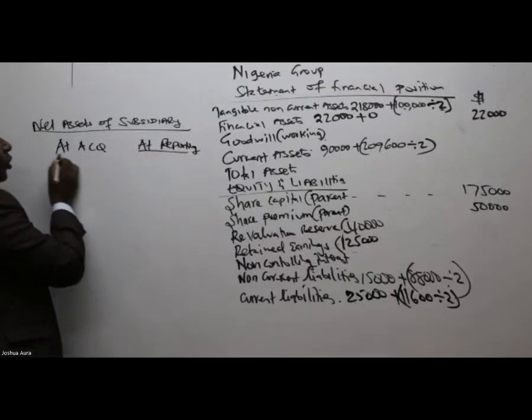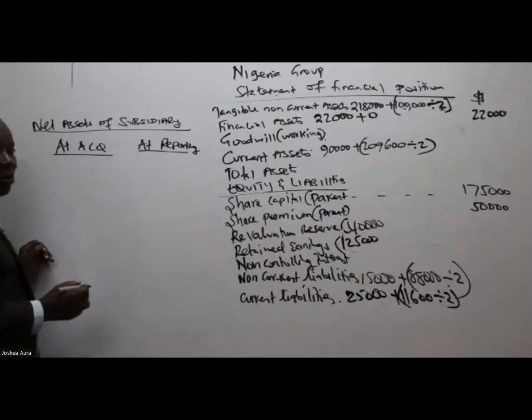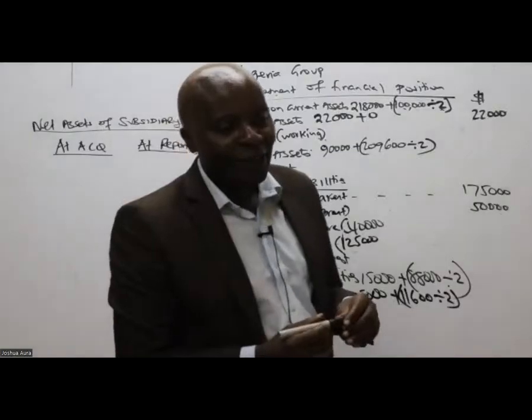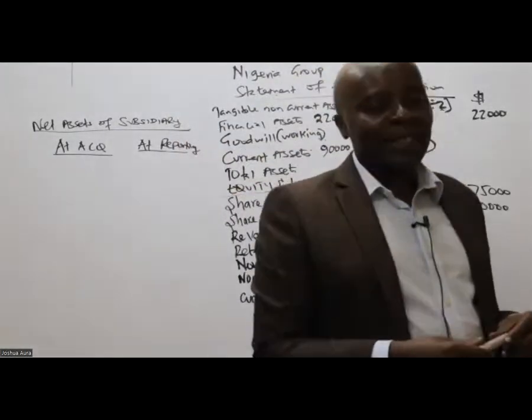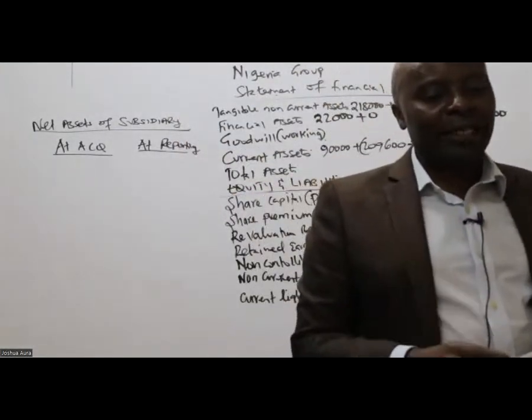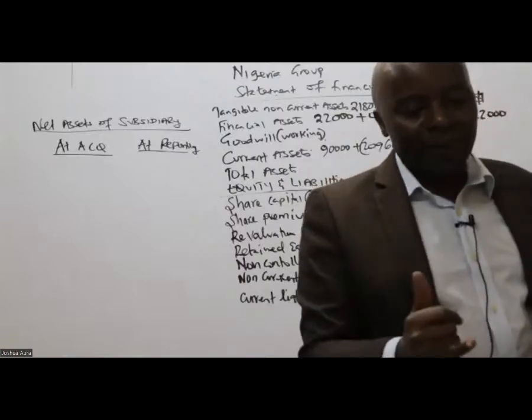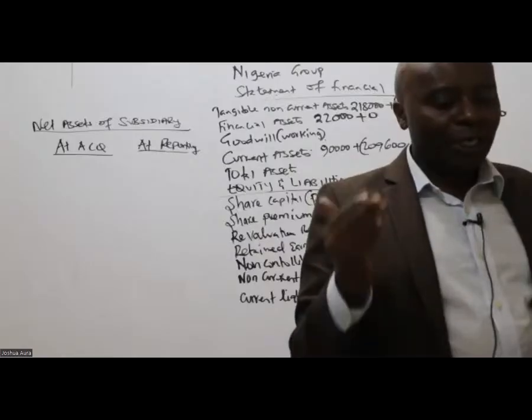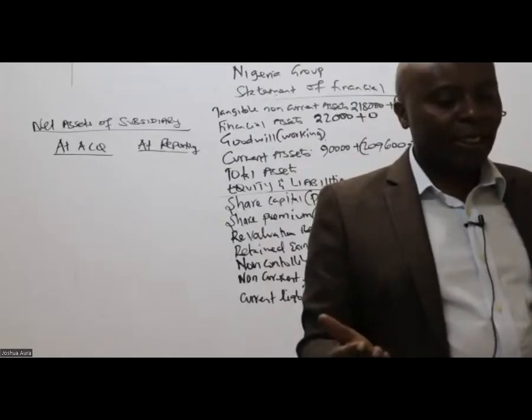At acquisition and at what year? At reporting. Could you be kind enough and give me examples of net assets? When these examiners talk of net assets, what comes to your mind? Can somebody talk to me? Thank you very much, Nimrod. Things like equity, share premium, isn't it? Retained earnings, isn't it? Fair value adjustment, right?